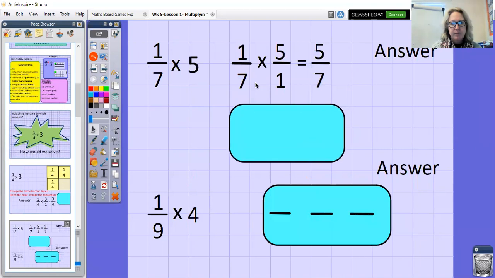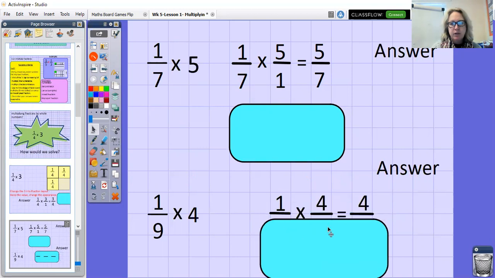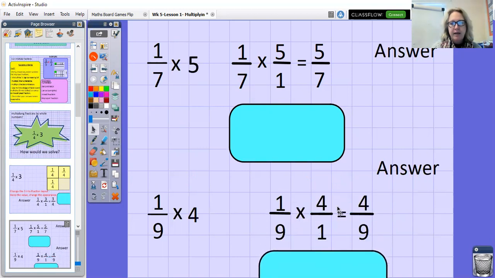And there we go. So we end up with 1 times 5 on the top and 7 times 1 on the bottom as the numerator and the denominator. And here again, we end up with multiplying the numerators, we end up with 4, and multiplying the denominators, we end up with 9. So hopefully you've managed to find those reasonably straightforward.